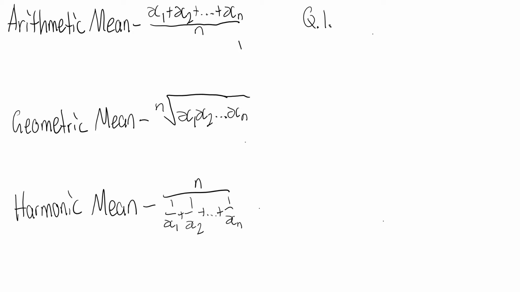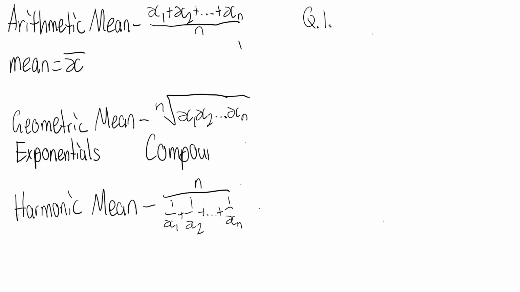The arithmetic mean finds the mean of a data set, which is just denoted as x bar, and it's a general use formula for finding central tendencies. The geometric mean is the nth root of the products of all your integers, so it's very useful for multiplicative relationships, most notable of which would be exponentials and compound interest. Those are the most notable uses of the geometric mean.